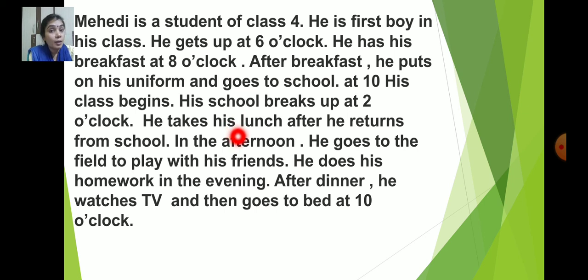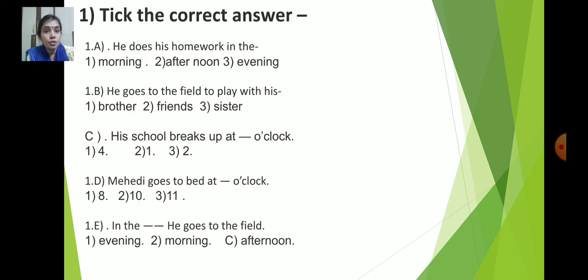Okay, now here the questions are given. I will just read and show you the question. Number 1, you have to tick the correct answer. So, you will copy this question, copy the option and then tick the right answer. Number 1, he does his homework in the morning, afternoon, evening. Number 2, he goes to the field to play with his brother, friends, sister. Is it a very easy passage?